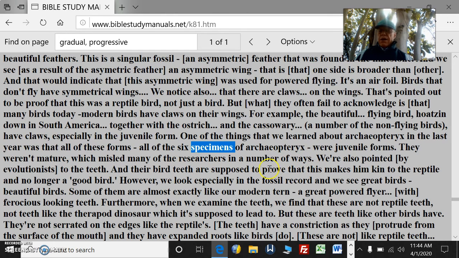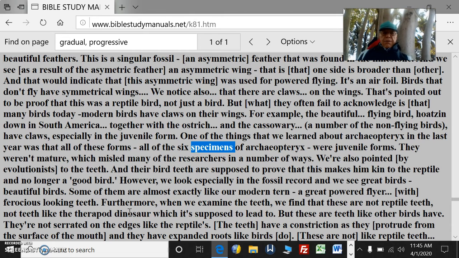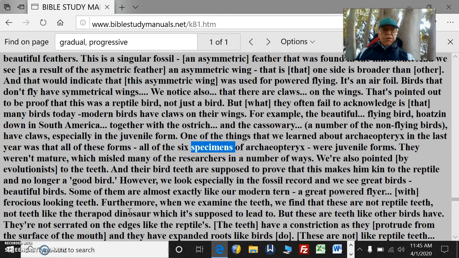We're also pointed by evolutionists to the teeth. And their bird teeth are supposed to prove that this makes him kin to the reptile and no longer a good bird. However, we look especially at the fossil record, and we see great birds, beautiful birds. Some of them are almost exactly like our modern tern, a great powered flyer with ferocious-looking teeth. Furthermore, we examine the teeth. We find that these are not reptile teeth, not teeth like the theropod dinosaur, which it's supposed to lead to. That's the intermediate species. But no, these are teeth like other birds have. They're not serrated on the edges like the reptiles.